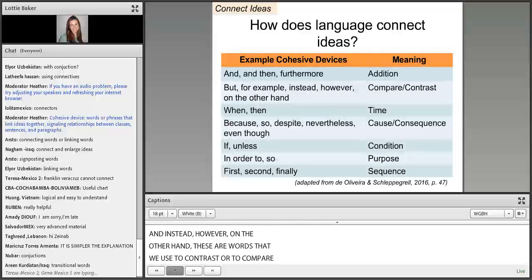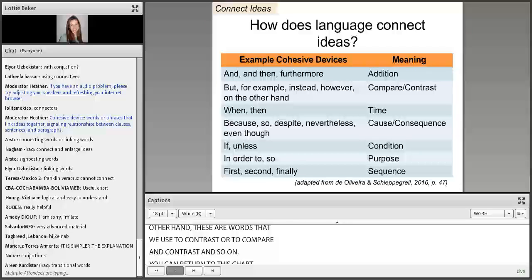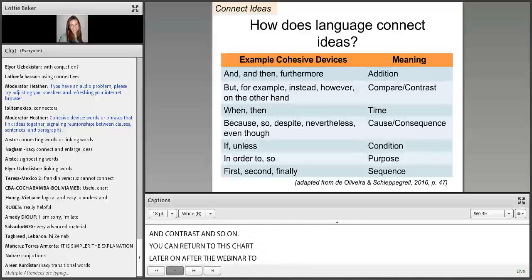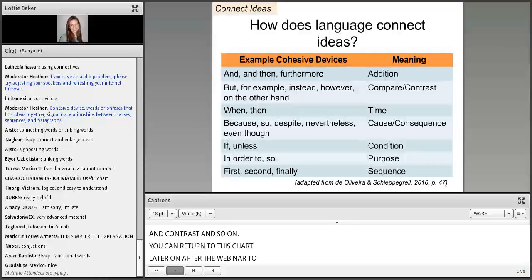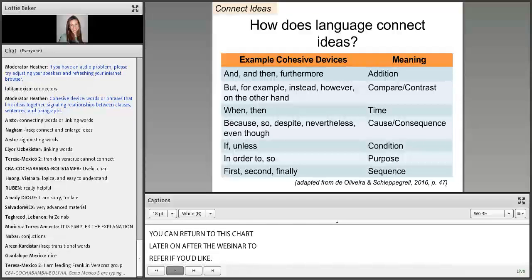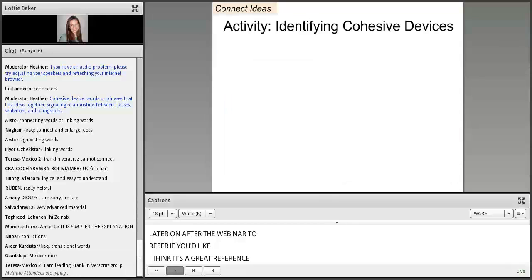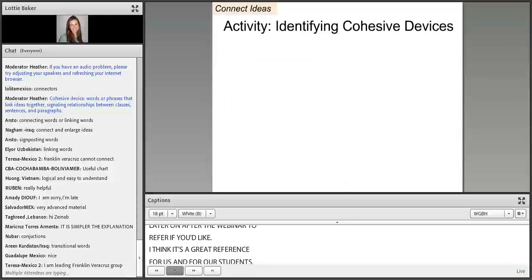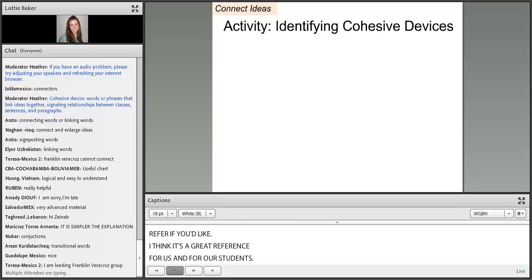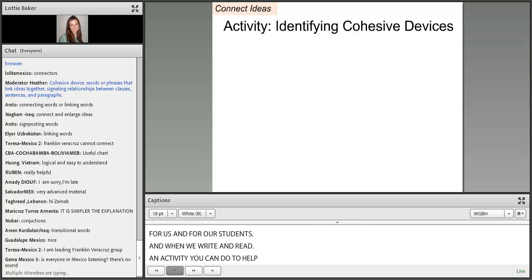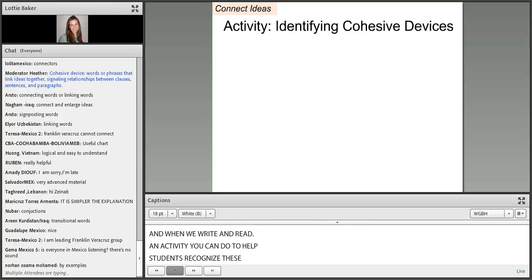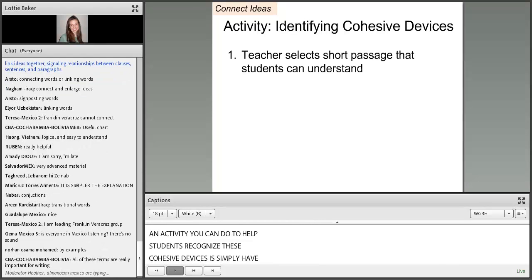You can return to this chart later on after the webinar to refer if you would like. I think it is a great reference for us and for our students and when we write and read. An activity you can do to help students recognize these cohesive devices is simply have them identify these devices. So this is the way this works.